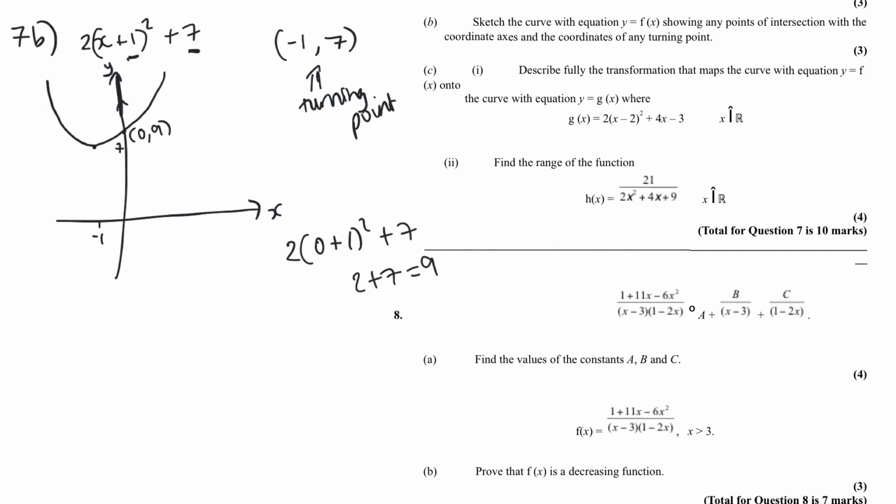And then we've got the turning point, which is -1, 7. And that's it. We can't see it cross the axis again. So that's pretty much all our points of intersection and the coordinates of the turning point.